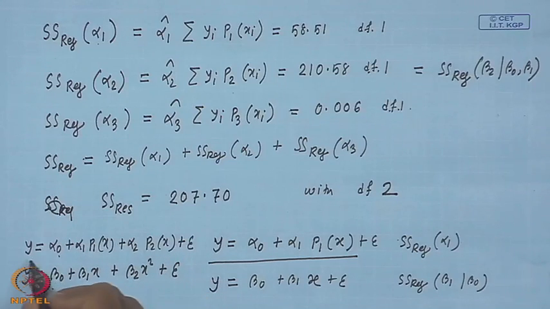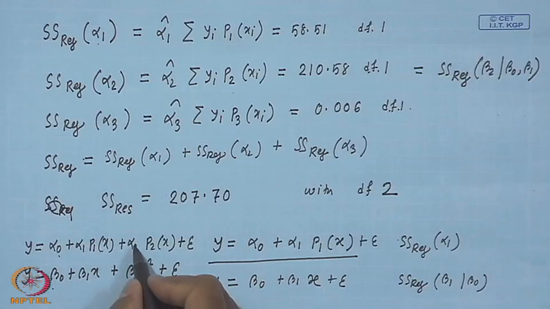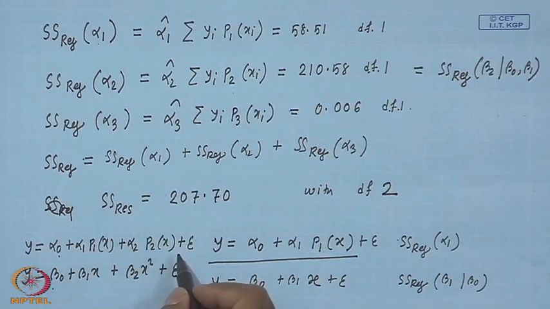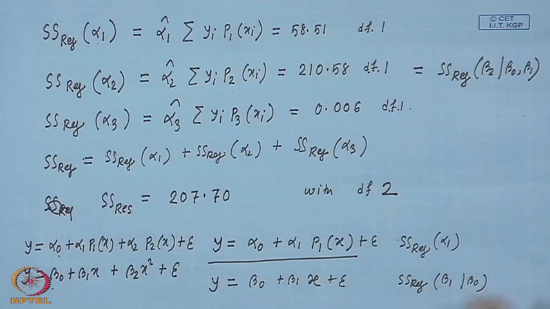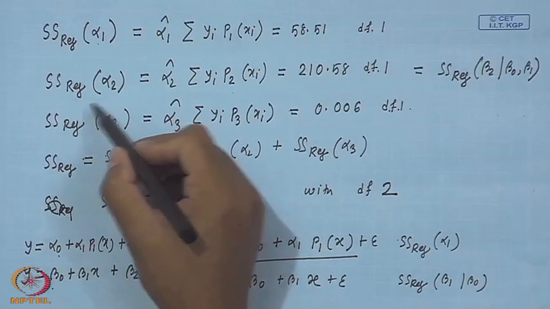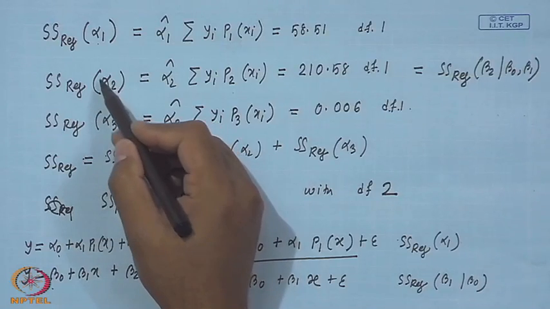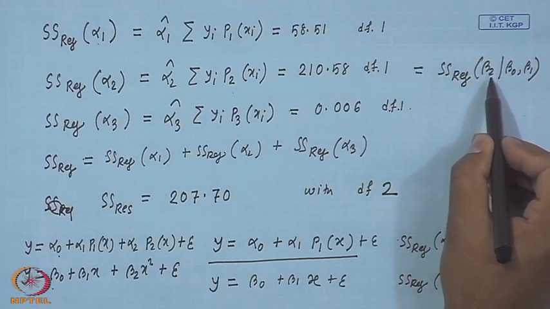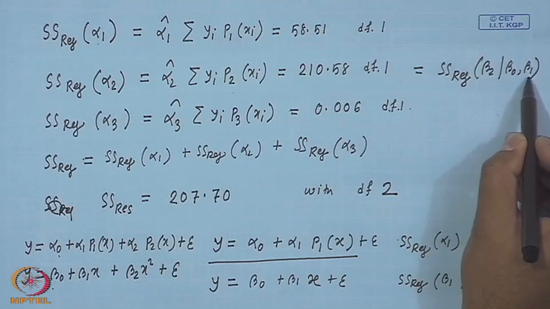But you are aware of the fact that in case of orthogonal polynomial fitting, the SS regressions are orthogonal. I mean, the SS regression due to alpha 2 does not depend on SS regression due to alpha 1. So, the SS regression due to alpha 2 is the same as SS regression due to alpha 2 in the presence of alpha naught and alpha 1. Yeah, you understand, I think you have to think about it. So, that's why SS regression due to alpha 2 is the same as the SS regression due to beta 2 in the presence of beta naught and beta 1.